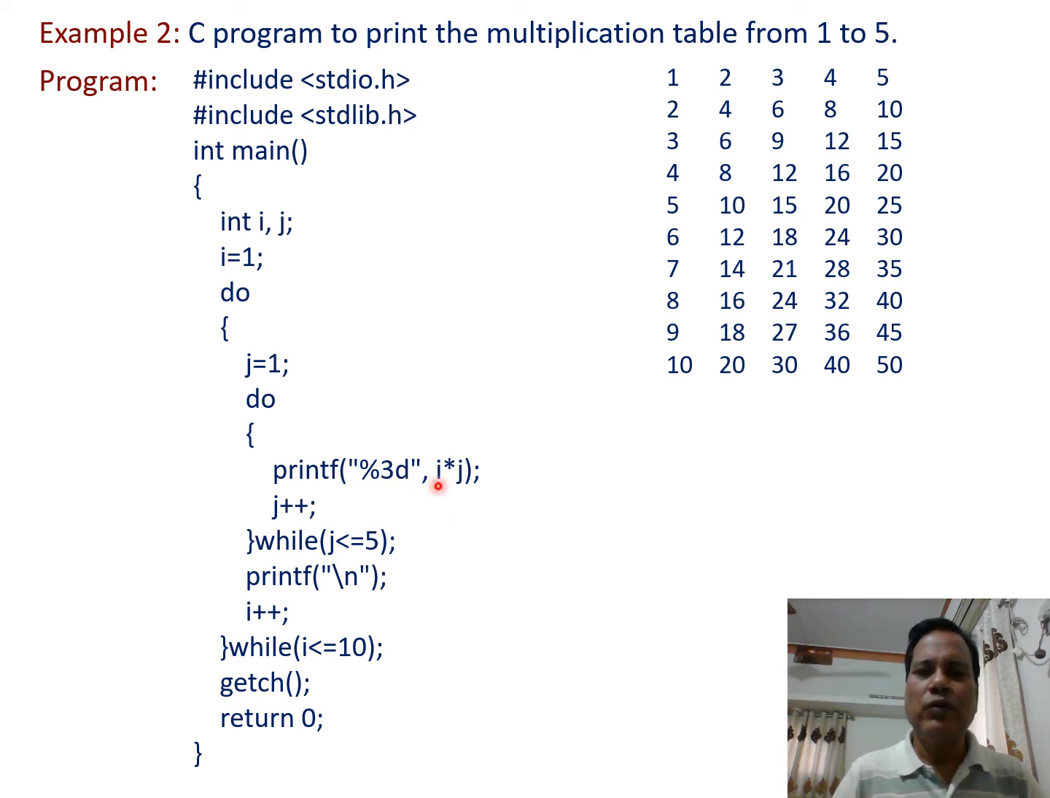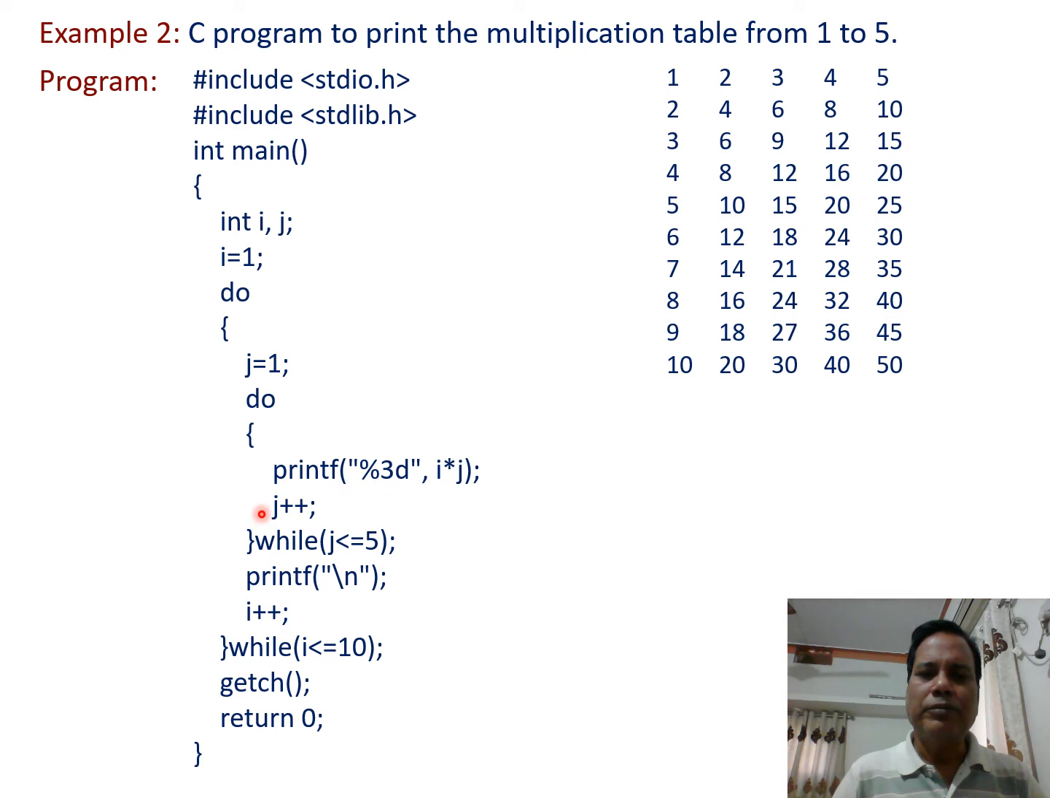So i into j, that is i is 1, j is 1, that is 1, gets printed. Then the value of j is incremented. Now the value becomes 2, so after that the condition is checked. 2 is less than or equal to 5. This is true. Then again the body of the do while loop is executed. So again using the printf statement, using the 3 space column, we print the value of i into j. j is 2, that is 1 into 2, so 2 gets printed at this point.